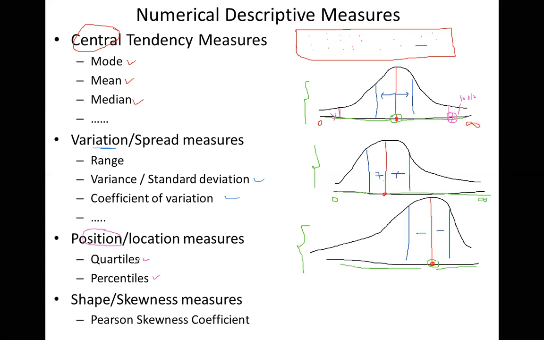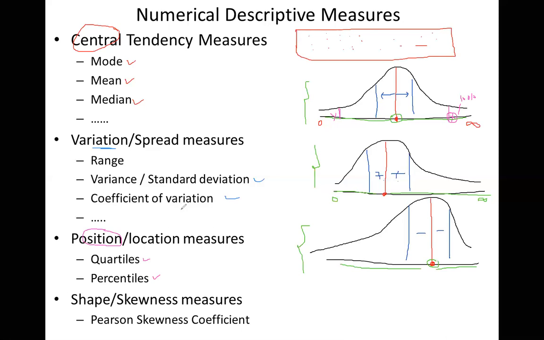If you are using quartiles or percentiles, it is to find out the position or the location of specific values in your data. If you are calculating the Pearson skewness coefficient, it is to describe the distribution of the data, and that means you need to find out the position of the center in your data, at the low level or the medium level or at the high level. So each one of these measures gives you different information, describing different characteristics in your data.